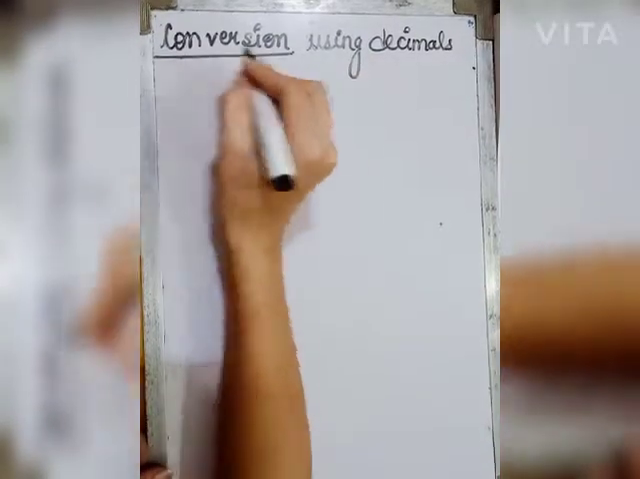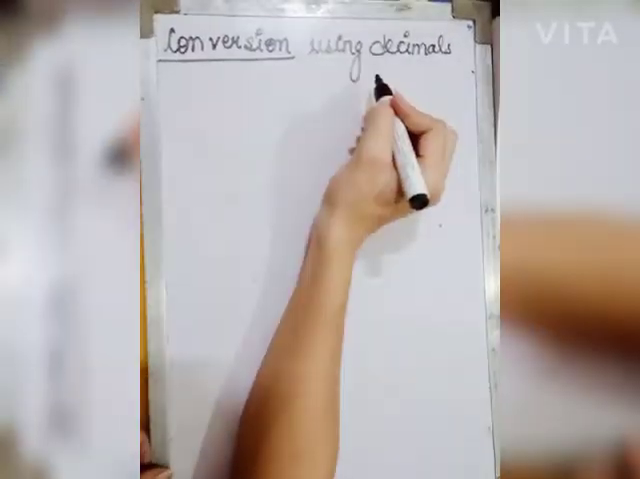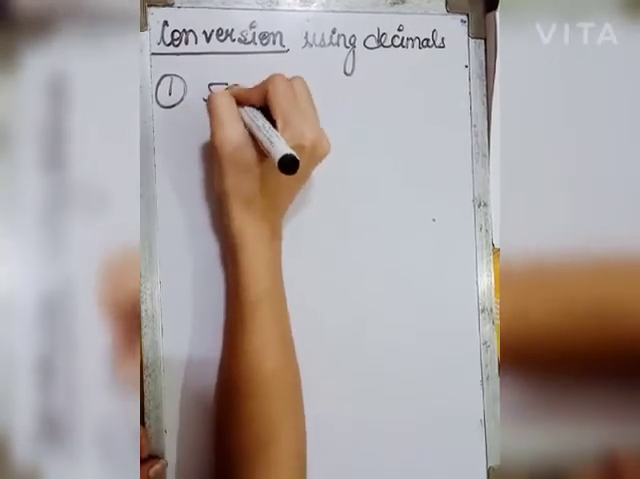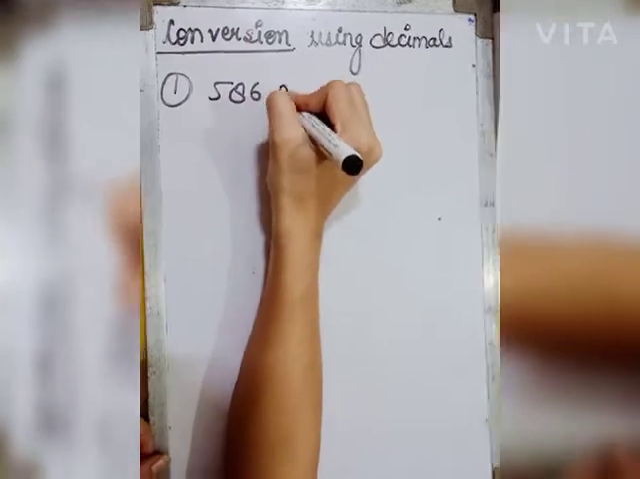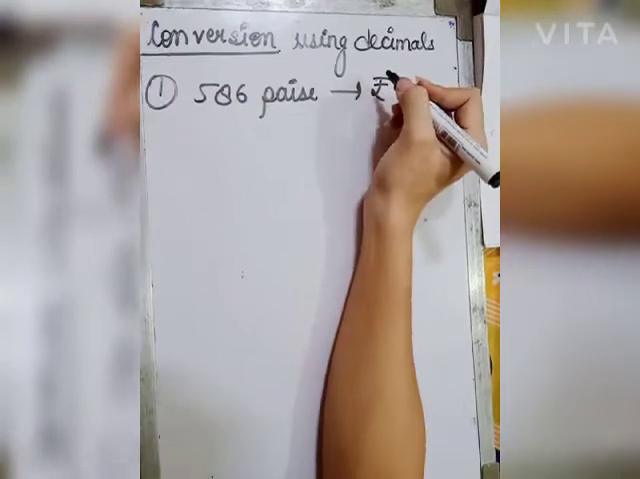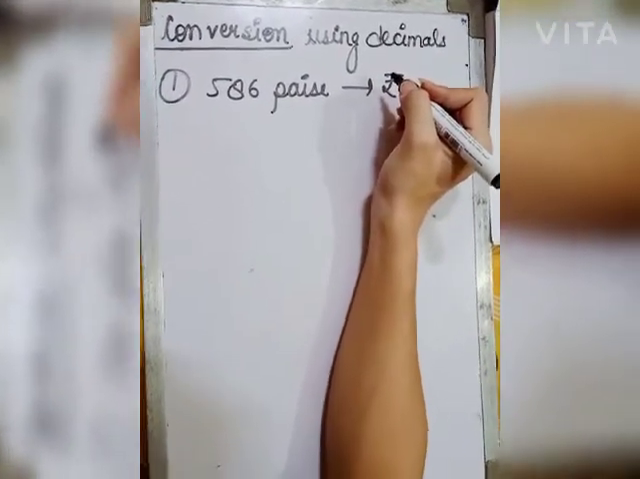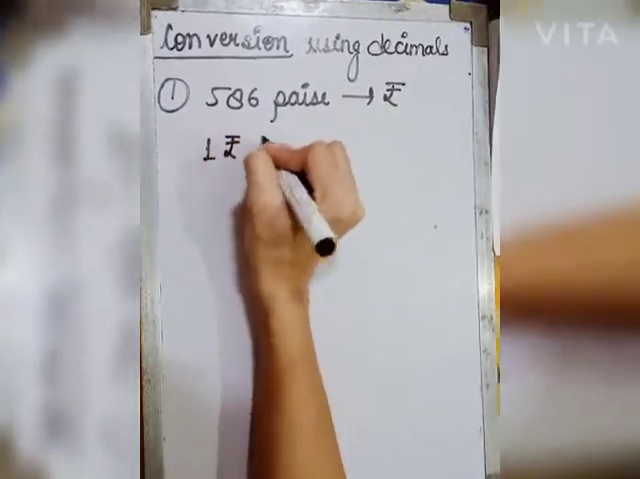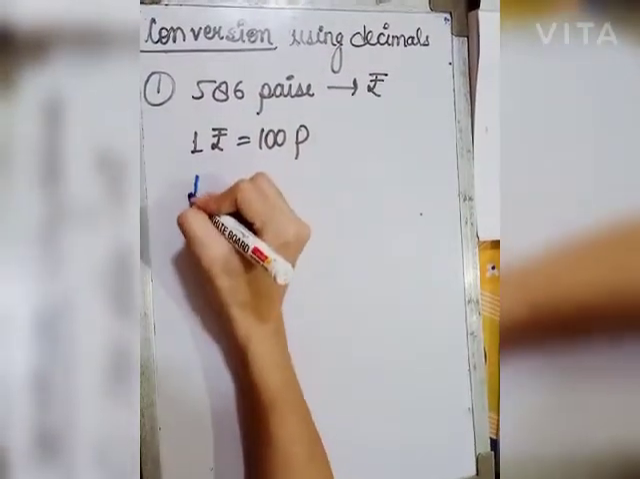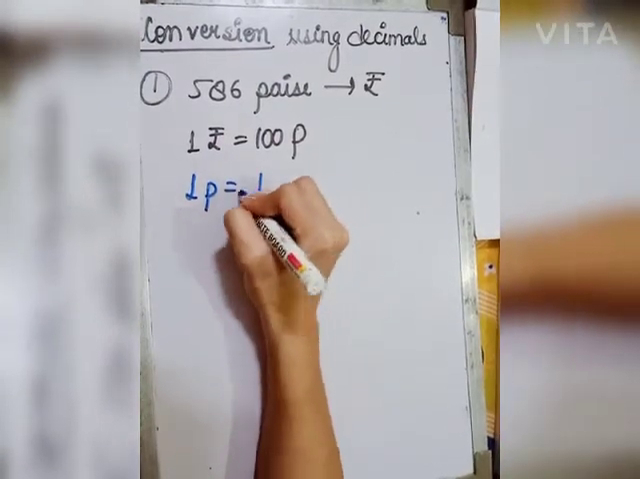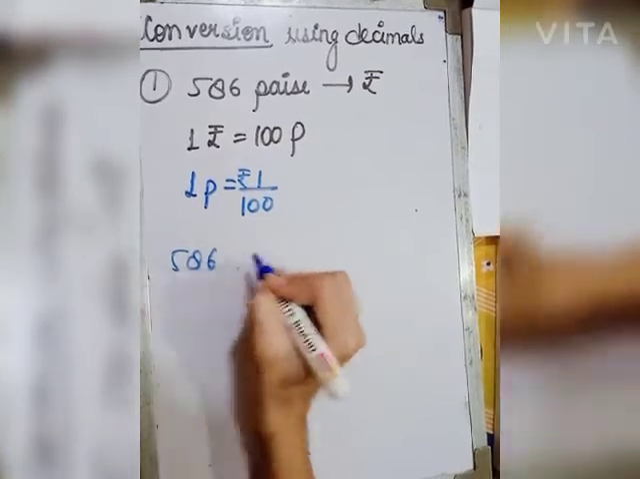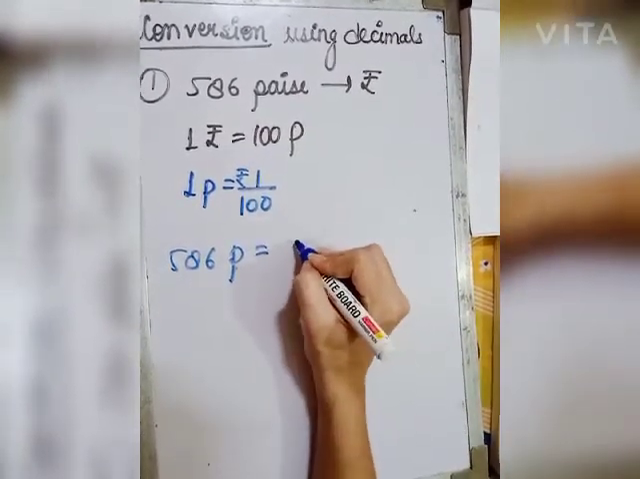Now class, in this video we will learn about some conversions using decimal. So first question is, convert 586 paisa into rupees using decimal. Now we know 1 rupee में कितने पैसा होते हैं? 100 पैसा. So 1 paisa में how many rupees are there? 1/100 rupees. So in 586 paisa, how many rupees?